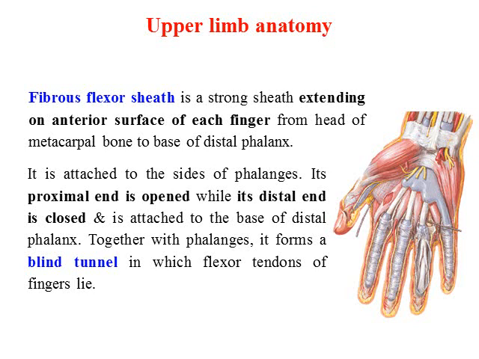Fibrous flexor sheaths. These are strong sheaths extending on the anterior surfaces of the fingers, from the head of metacarpal bone to the base of the distal phalanges. The fibrous flexor sheath is attached to the sides of the phalanges. The proximal end of the sheath is patent, while the distal end is closed and attached to the base of the distal phalanges. Together, the fibrous flexor sheath with the phalanges form a blind tunnel for the passage of the long flexor tendons of the fingers.